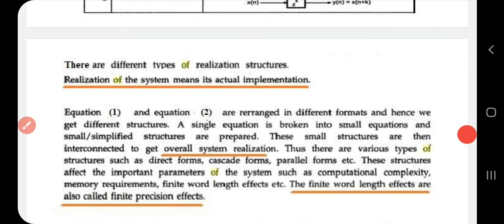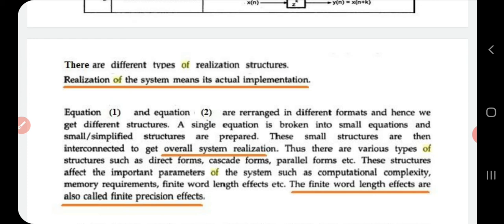So there are different types of realization structures. Realization actually means implementation or representation. Equations 1 and 2 are arranged in different formats, and so we will get different structures. Now if we have a single equation, that single equation is split into small equations.